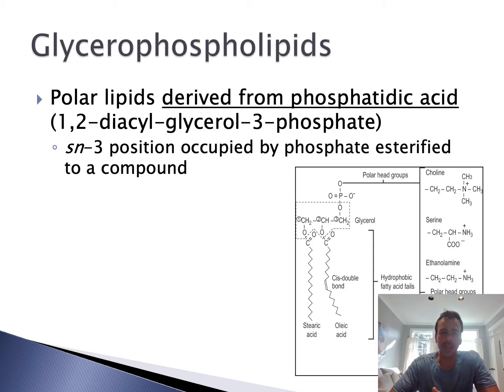As a review, glycerol phospholipids are polar lipids derived from phosphatidic acid, also known as 1,2-diacylglycerol 3-phosphate. So they have a phosphate group that's esterified to a glycerol, and then there are two fatty acids attached to that. Attached to the phosphate, you have your polar head group. It can be things like choline, serine, ethanolamine, or signaling molecules like inositol. So again, just a review here.